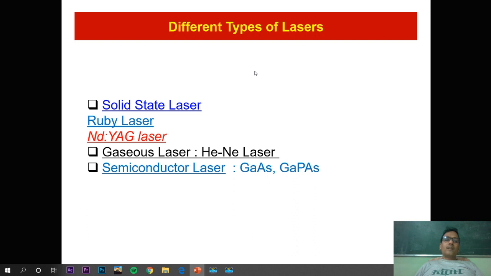Depending on the active material, lasers are classified into 3 parts: the solid state laser, which is further classified into ruby laser and Nd YAG laser; the gaseous laser, the carbon dioxide laser and helium neon laser; and the semiconductor laser, such as gallium arsenide and gallium arsenide phosphide. So these are the fundamental classifications of laser, out of which in this lecture I will discuss the Nd YAG laser, the solid state laser.